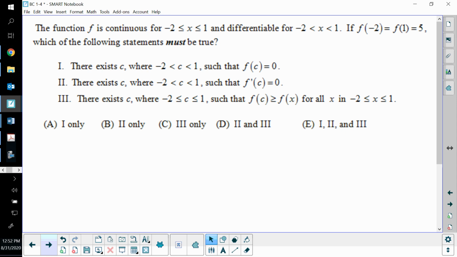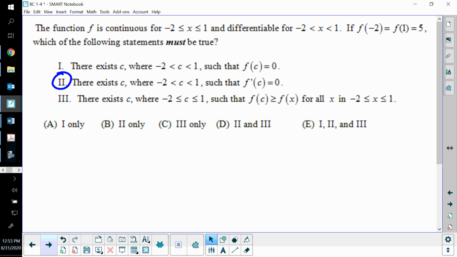All right, we got continuous on a closed interval, differentiable on an open interval, and we've got the y values of our endpoints are equal to each other. They're both equal to 5. Those three things together, hopefully one of your theorems clicks in your head. That would be Rolle's theorem. And Rolle's theorem guarantees that somewhere in between the endpoints, there should be a value of x where the slope of the tangent line is equal to 0, where the derivative is equal to 0. So those three things together give us Rolle's theorem, which is telling us choice 2.